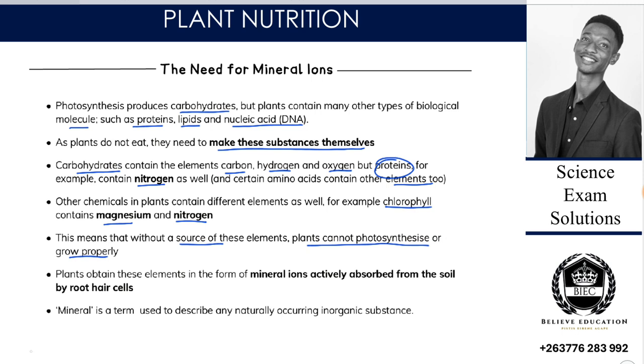Plants obtain these elements in the form of mineral ions, actively absorbed from the soil by the root hairs. As you can remember, we said ions are absorbed by the root hair cells by active transport against the concentration gradient. Then mineral is a term used to describe any naturally occurring inorganic substance. So any naturally occurring inorganic substance is named a mineral.